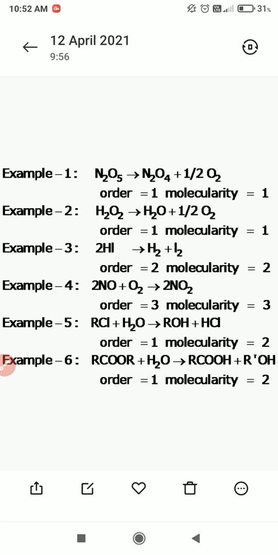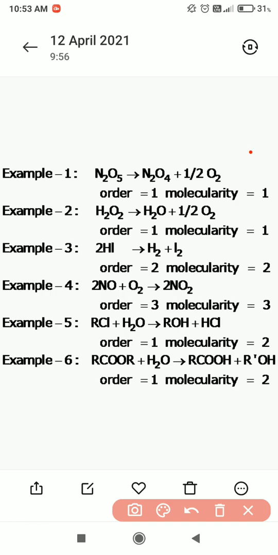Next one, see that. So how to calculate order and molecularity? Order and molecularity, how to find them? The differences we have already seen. Now we are going to see how to find the order and molecularity, and whether there are any differences or not.